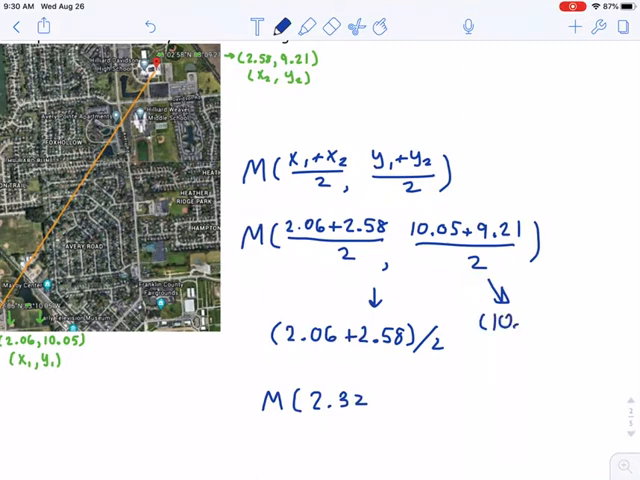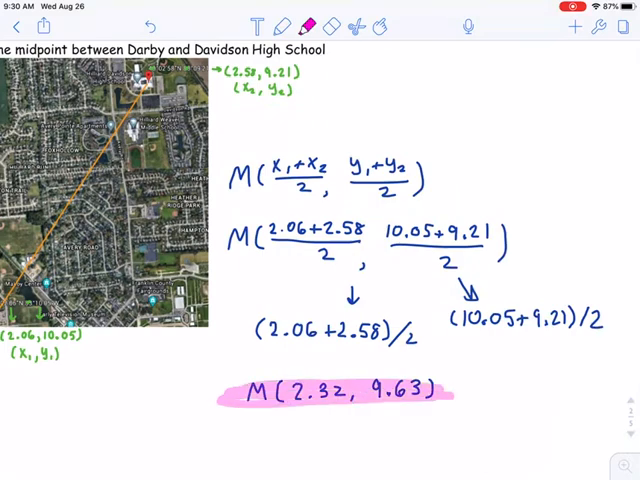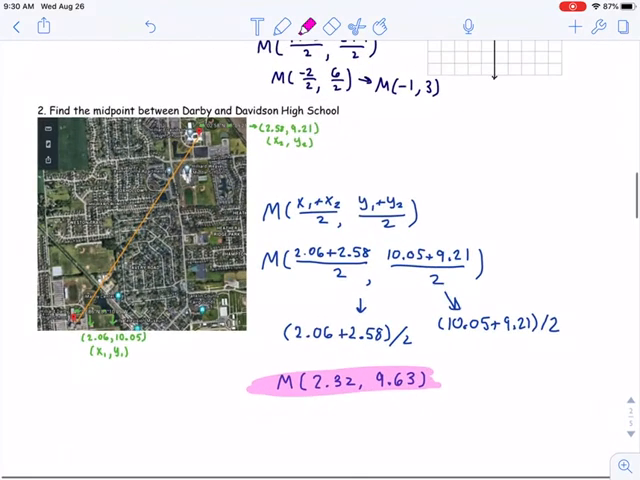Again, if I plug it into a calculator, it should look something like this. What's nice is, if you're good at using a calculator, you're going to be a lot quicker and more efficient at solving problems. I hate when students know how to do the math, but they don't know how to use a calculator, and then they get a problem wrong. It makes me want to cry. But that would be the coordinates of the midpoint between Darby and Davidson High School, right there.